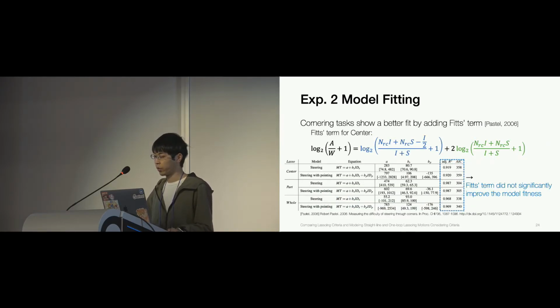According to past studies, canonical tasks show better fits by adding fit time. Our one-loop task also included canonical operations, so we verified the model fitness by adding fit time. For example, in the center criterion, the term can be expressed as on the slide. However, considering the ARC value, fit time did not significantly improve the model fitness.